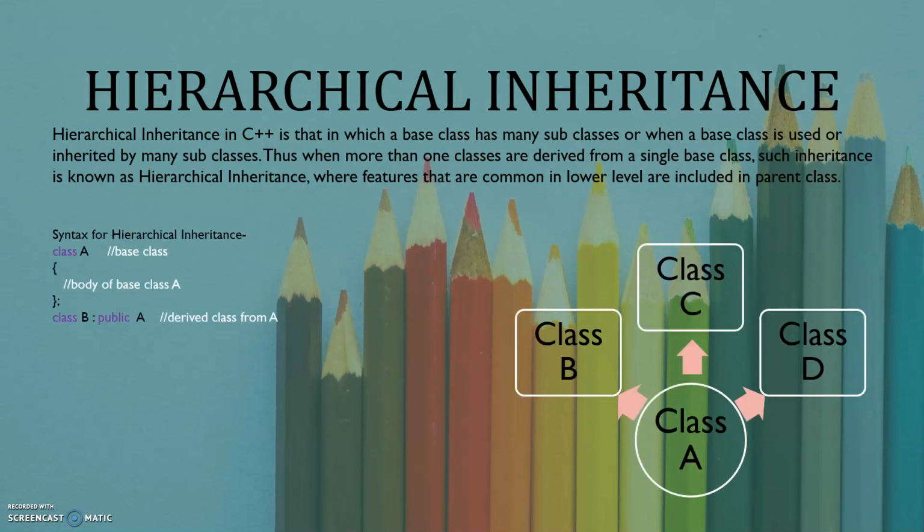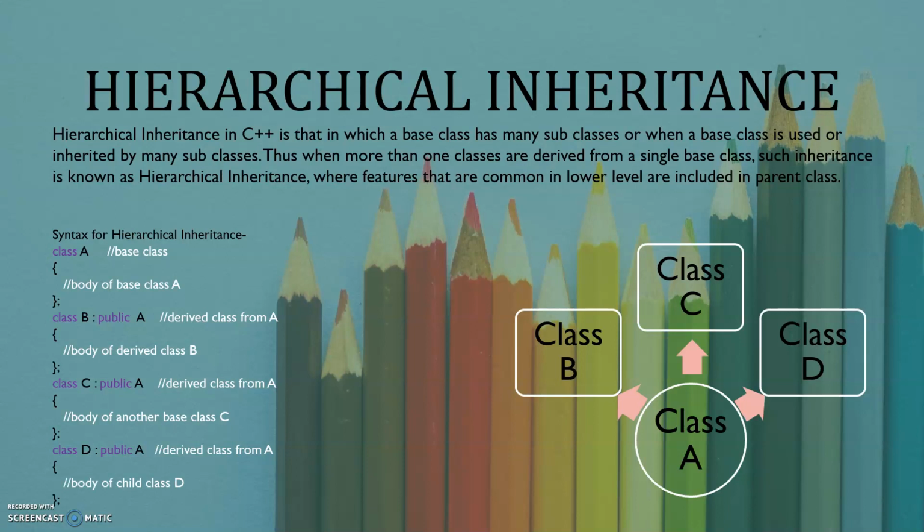Syntax for hierarchical inheritance. First, class A is defined, which is the base class. Then, class B is defined, which is derived from class A. Then, class C is defined, which is also derived from class A. And finally, class D is defined, which is also derived from class A.